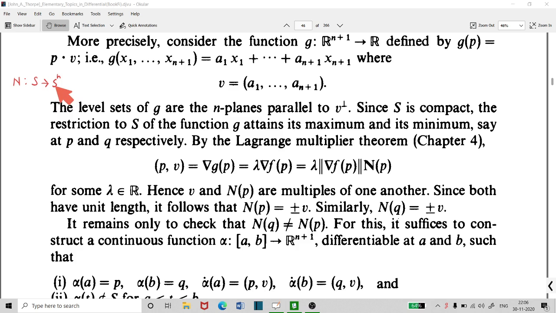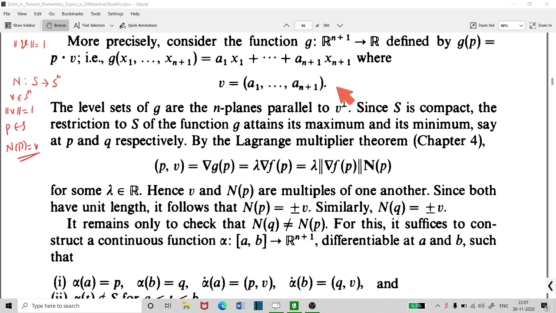So we choose a vector v in S^n. That v belongs to S^n means the norm of v is equal to 1, and we will find at least one point p in S such that N(p) is equal to v. This will prove this map N is onto. So in order to get the pre-image of a point in S^n, we start with a vector v whose norm is 1.